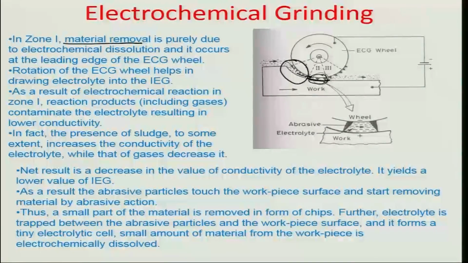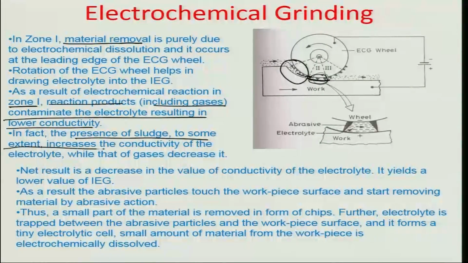As a result of electrochemical reaction in zone 1, the reaction products including gases contaminate the electrolyte, and that generally reduces the conductivity in zone 2. So there is also a slush deposition to some extent which may increase the conductivity further, and as a result there is a net decrease in the value of conductivity and the value of material removal rate in zone 2.